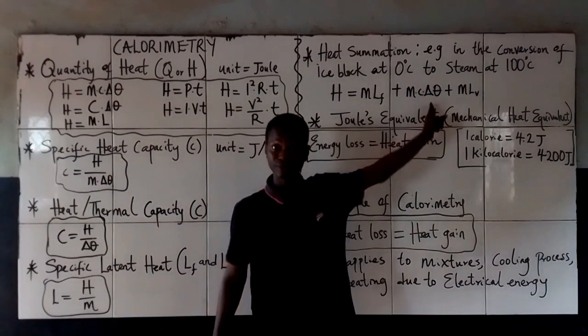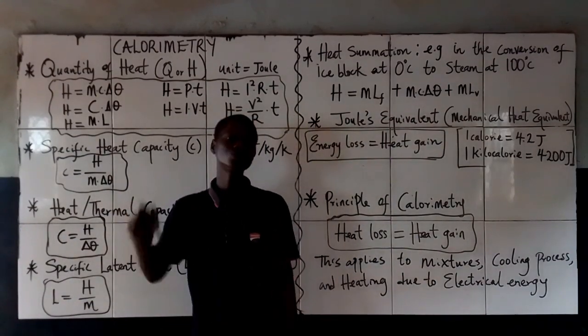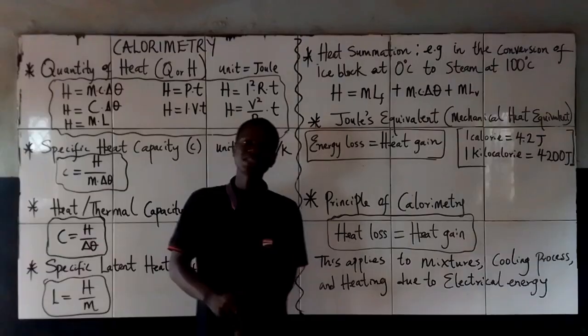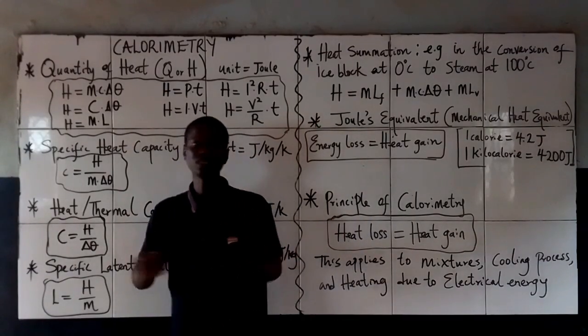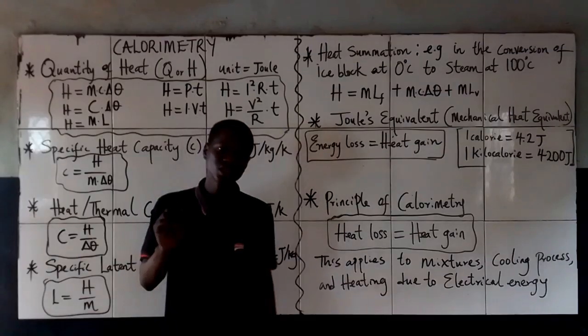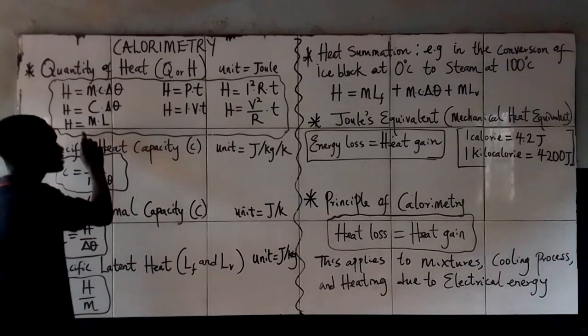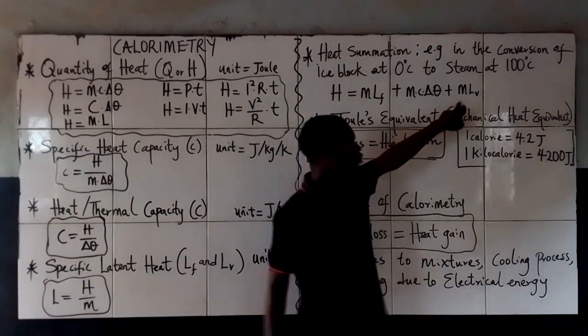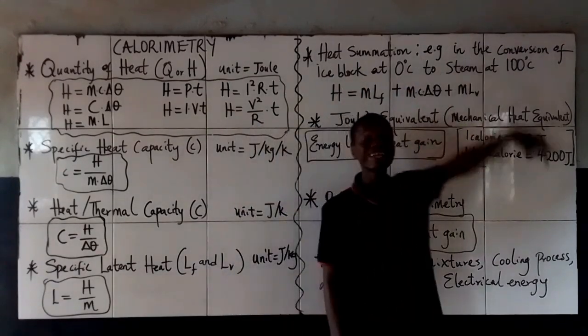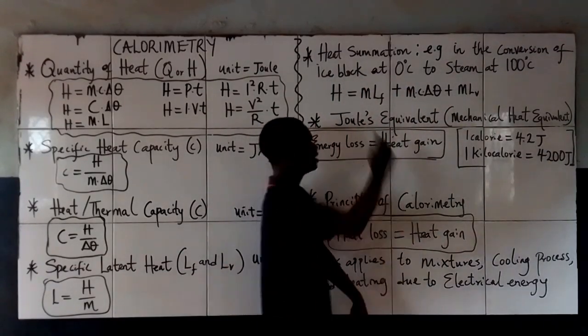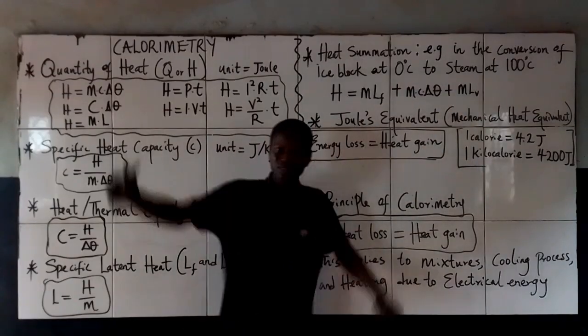Now when the water is now at 100 degrees Celsius, it wants to be converted to steam at that same 100 degrees Celsius. Because during change of state, there is no change in temperature. So what heat will you make use of? Latent heat formula. So it's latent heat formula that will be used up here. So ice block at 0 degrees Celsius, finally to steam at 100 degrees Celsius. These are the different heats that were used up.